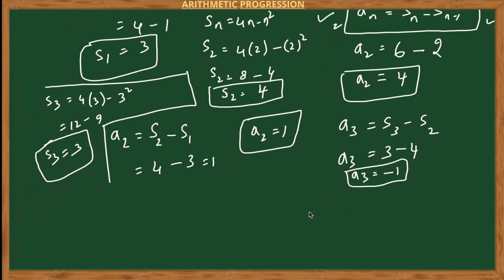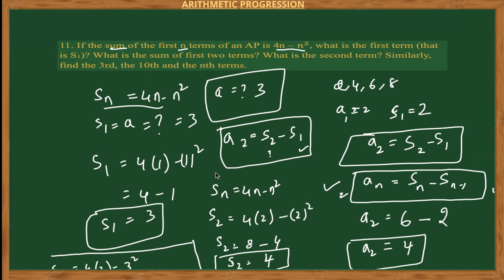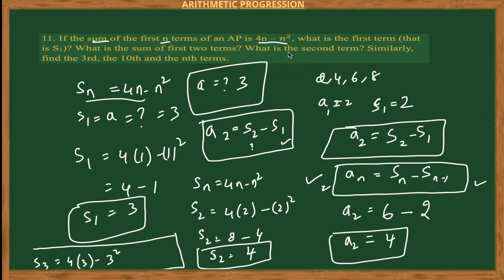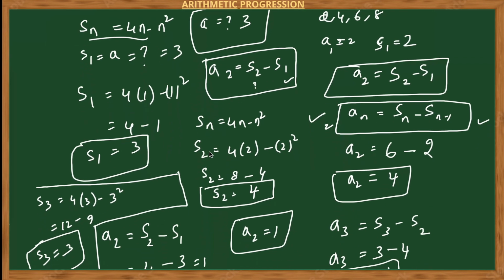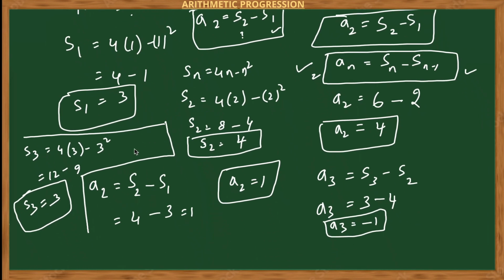Okay, so let's retrieve from this question. It says, what is the second term? We found the first two terms. Similarly, find the third term, the 10th term and the nth term. Okay, fine. So we need to find the 10th term. Using the same formula we can find the 10th term. How did we find the third term? Similarly we can use the nth term. So let's put it in this formula.